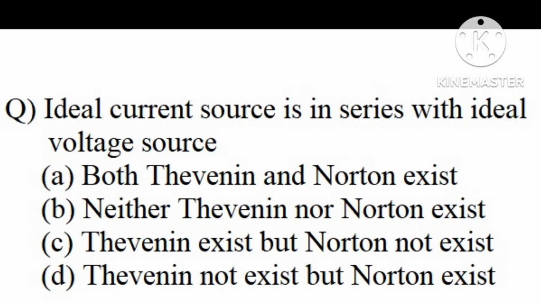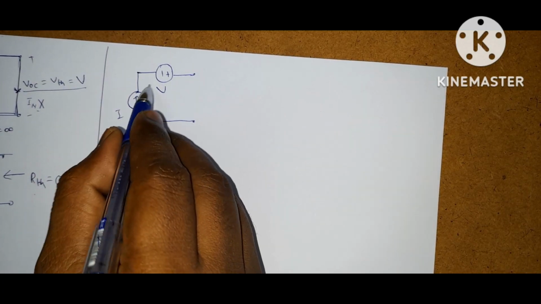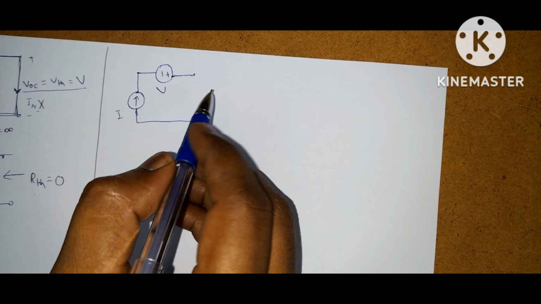Next question is: an ideal current source is in series with an ideal voltage source. Options are: option A, both Thevenin and Norton exist. Option B, neither Thevenin nor Norton exist. Option C, Thevenin exists but Norton does not exist. Option D, Thevenin does not exist but Norton exists. If an ideal current source is connected in series with an ideal voltage source, what will happen?